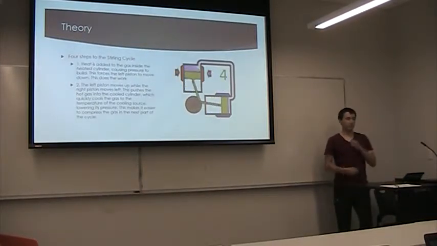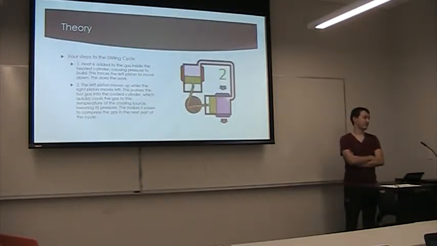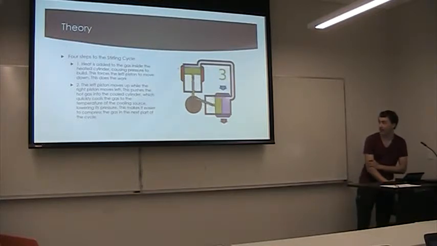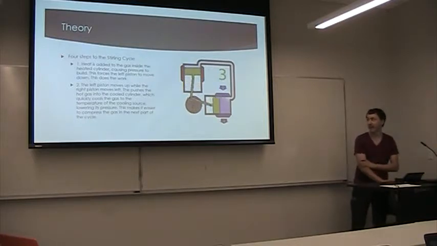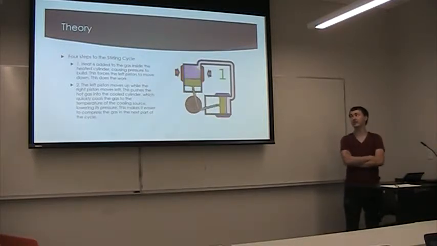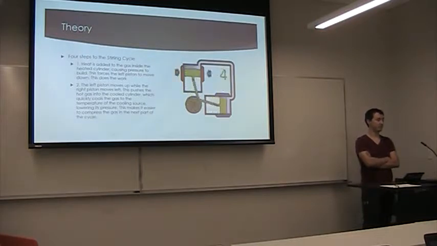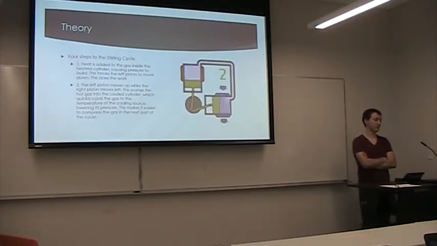So there are 4 steps to the Stirling cycle. The first is that heat is added to the gas inside the cylinder, which you can see. This is the hot cylinder. This is the hot piston and the cold piston. The heat is added right here, and it increases the pressure of the gas inside there because it's a constant volume. And it forces the left piston to move down, and this is what actually produces the work. And then the left piston moves up while the right piston moves to the left.